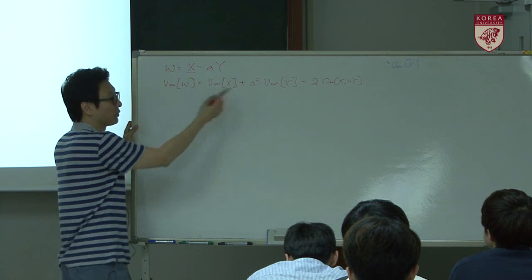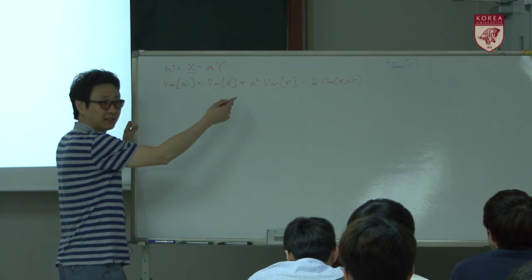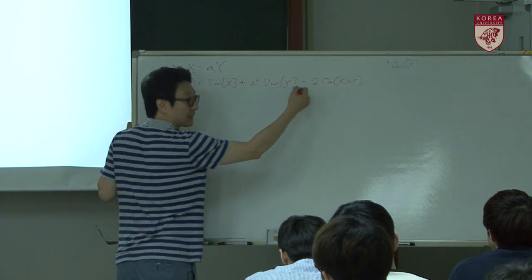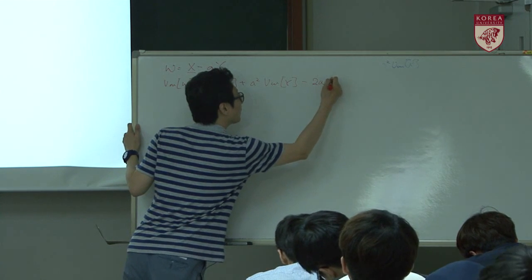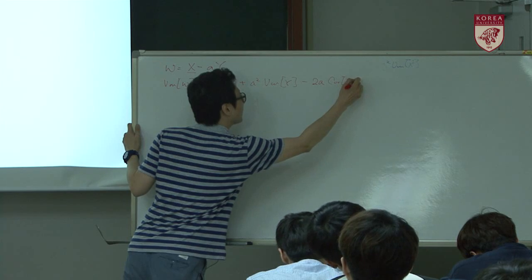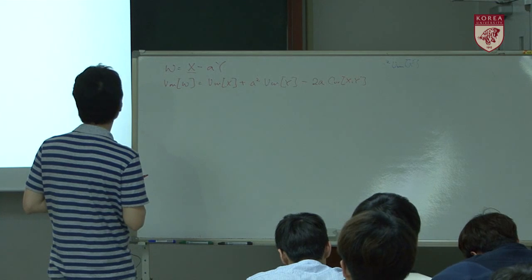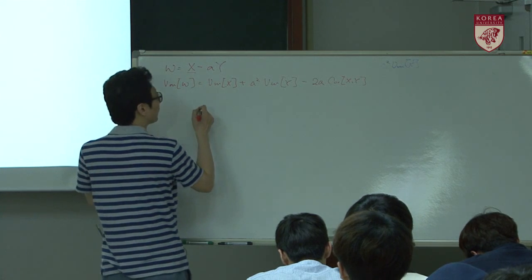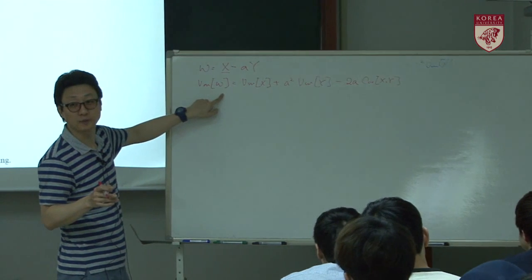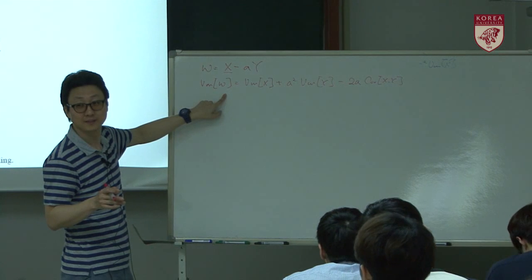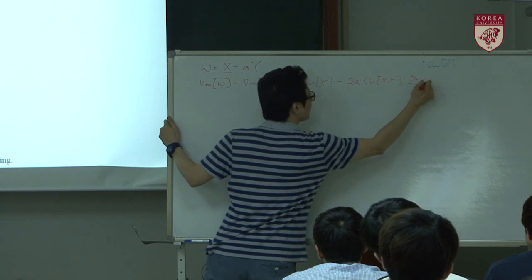So we know how we can derive this relation, right? And this a can be taken out, so it is 2a times the covariance of x and y. Okay, so let's rewrite. But importantly, the variance of W should be non-negative. It should be larger than or equal to 0.